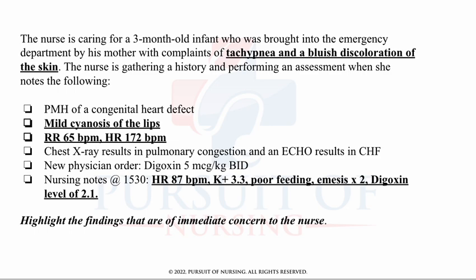Also, whenever you're administering digoxin, it's very important to always check the apical pulse for 1 full minute prior to giving the medication. And if that pulse is less than 90, you're going to hold that medication. You're not going to give it.